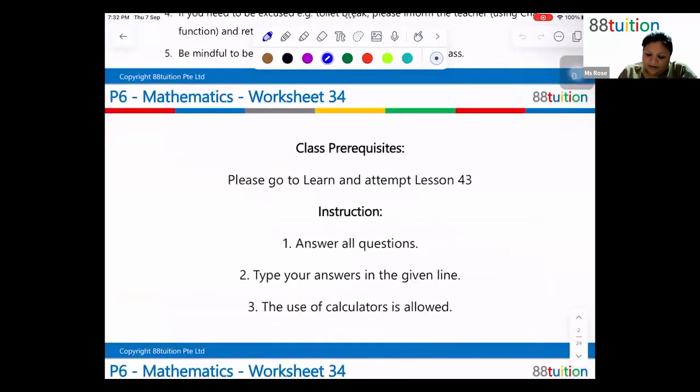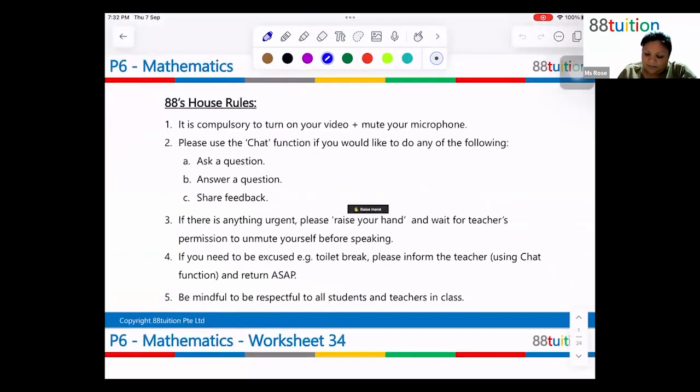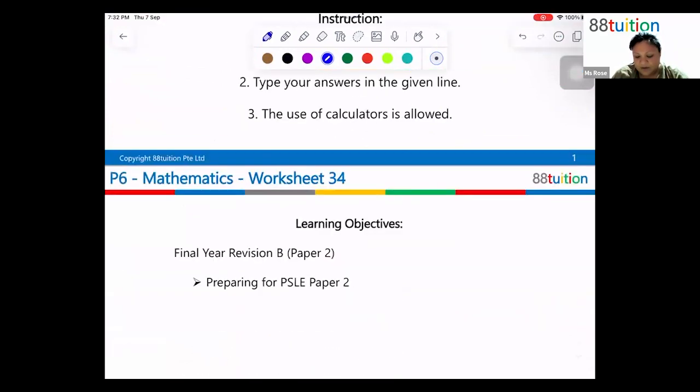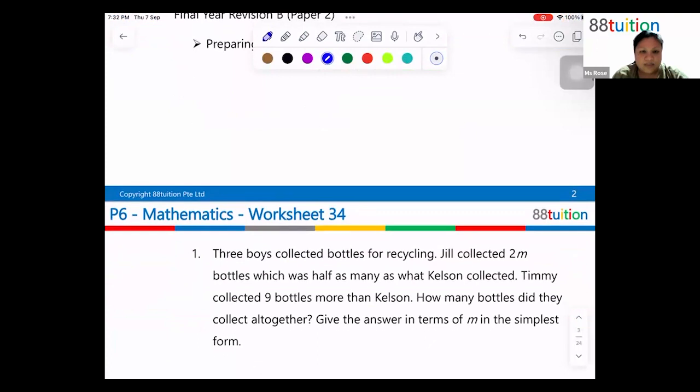Right. So we're still at paper 2. The videos are on lesson 43. I hope you'll take the time to watch the videos and attempt the questions, as well as the questions that we go through at the third section. The first part is the one that you submitted, and you know which questions you got wrong.